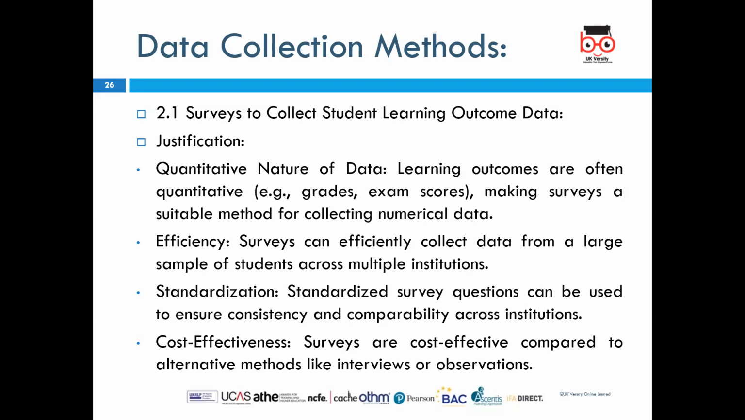Then you can standardize the survey questionnaire to ensure consistency and comparability across institutions. You can use the same survey questionnaire, and probably ask whether your institution is on the East Coast or West Side or something, those kinds of classification you can give. And then you can consider cost effectiveness, because surveys are very cost effective as compared to alternate methods like interviews or observations.